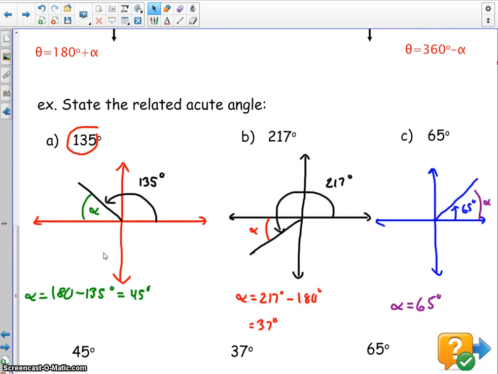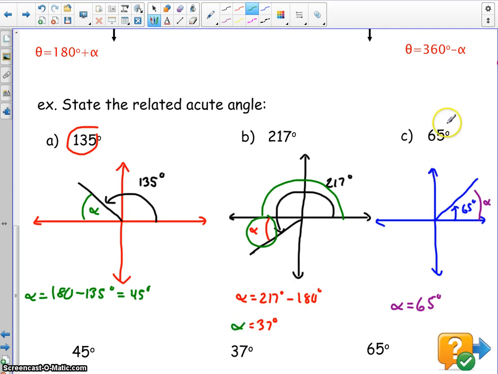Alright, take a quick minute to check your answers. Just to recap how I got them, I sketched 217 degrees. That's going to be in quadrant 3 because it's between 180 and 270. Once I have it there, my alpha is made with the nearest x-axis, so it's right there. To find that, I look at my entire angle, 217 degrees, and subtract 180 degrees from that, so all that's left is going to be my alpha. So 217 minus 180 gives me 37 degrees.